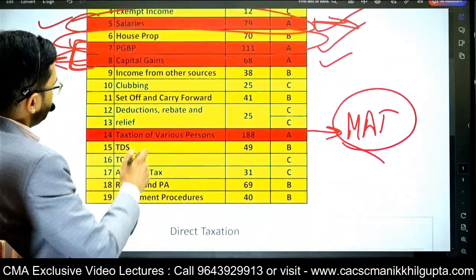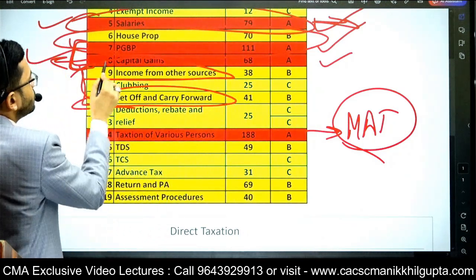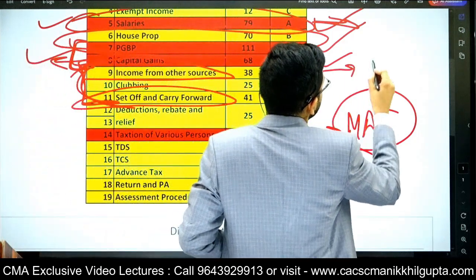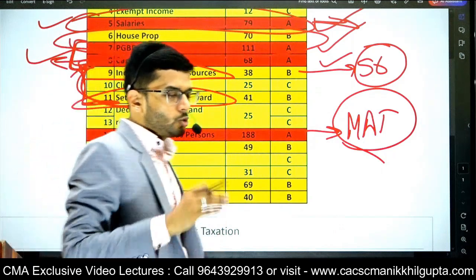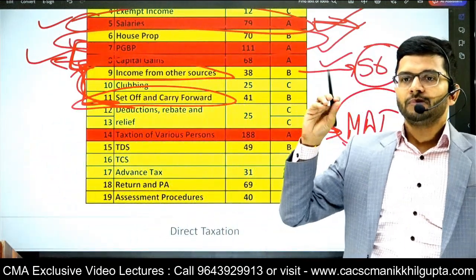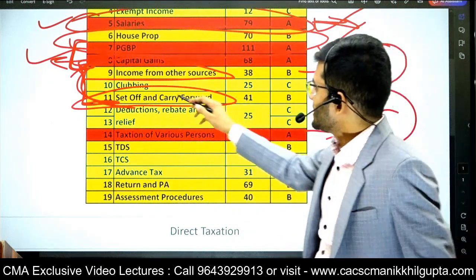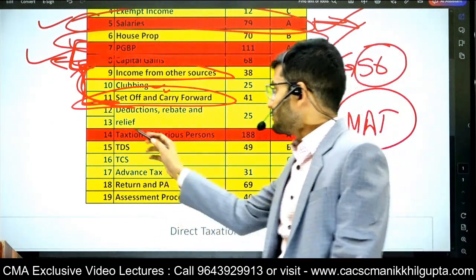Then we talk about income from other sources, set off and carry forward. Include clubbing also in this category. These three chapters are quite important. From income from other sources, guys, section 56, which is the gift tax, is definitely important to do. The rest of the sections are also important, but this is the most important section in income from other sources. Set off, carry forward, clubbing, I would definitely recommend you to do this particular chapter.